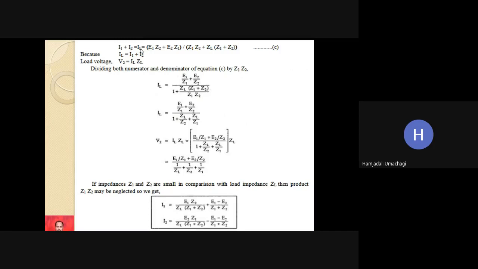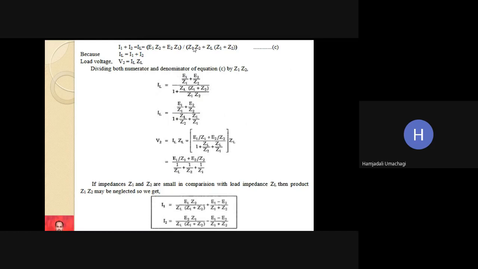So this is our IL value. IL is equal to, what is the numerator here? The numerator is E1 Z2 plus E2 Z1. This numerator divided by Z1 Z2: in that case, Z2 Z2 will cancel, and the remaining will be simply E1 by Z1. Similarly, Z1 Z1 will cancel, and the remaining will be simply E2 by Z2.